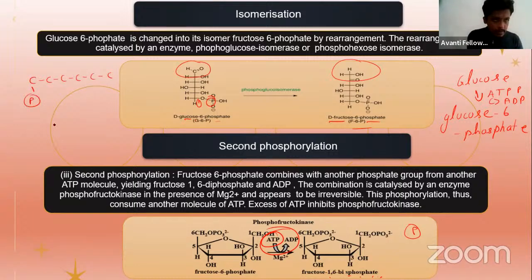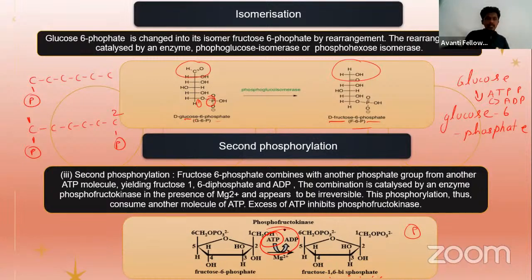And next, what happens is we have 6 carbon atoms. Here in the first position, there was already one phosphate. In the sixth position, we add one more phosphate. So that becomes bisphosphate, fructose 1,6 bisphosphate. This conversion happens with the expenditure of another ATP molecule.